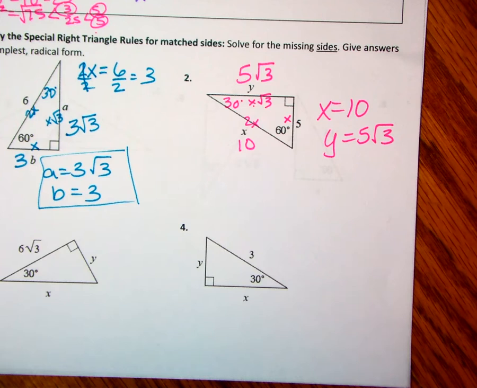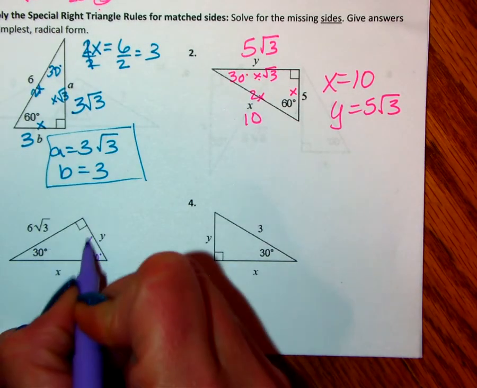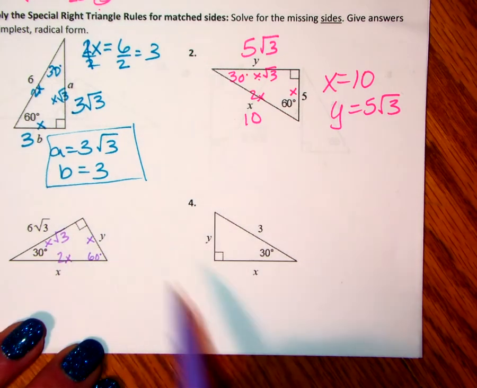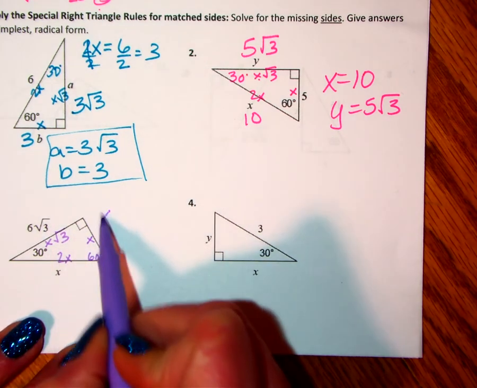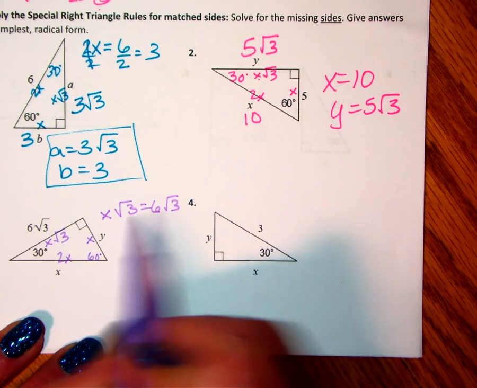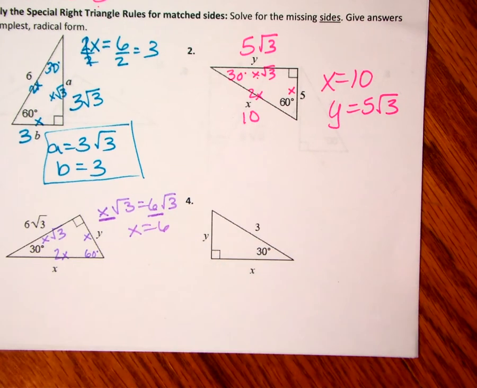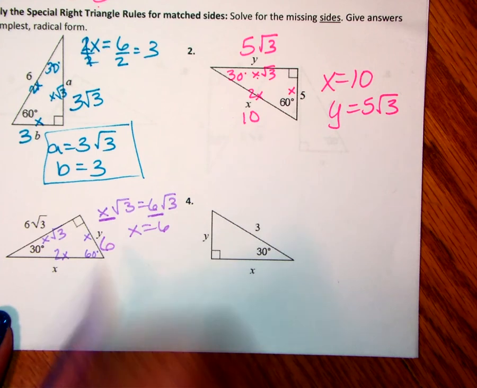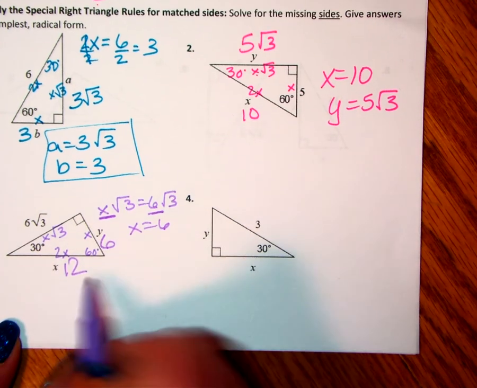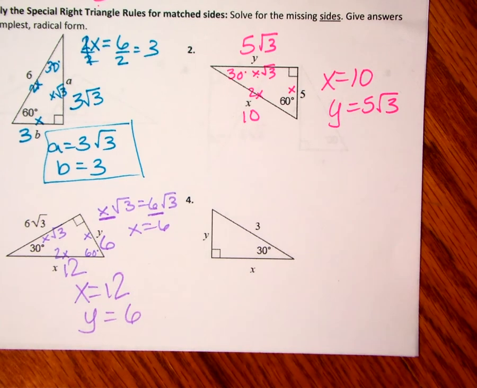Okay. Next one, get my labels in here. So opposite of 30 is x, x square root of 3, and 2x. Okay, so this is the side I know. So what makes x square root of 3 equal 6 square root of 3? And again, they both have square roots of 3, so really it tells me x is 6. Okay, which means 6 goes here, 6 times 2, so 12 goes there. So my x is 12, my y is 6.